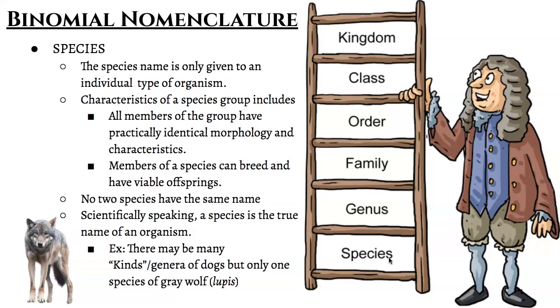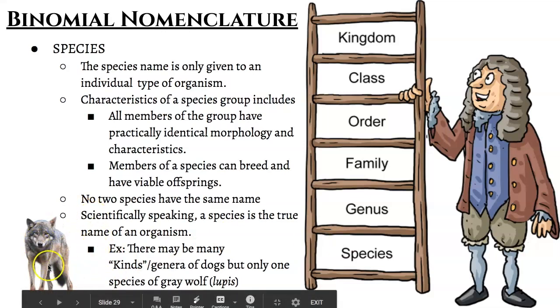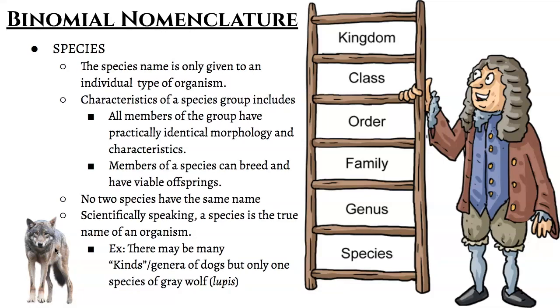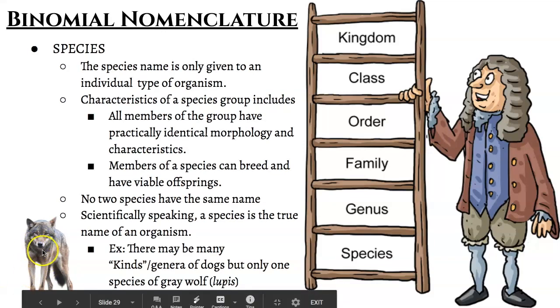In other words, only wolves are going to be considered the species Lupus, specifically the gray wolf. There are several different subspecies or just species of wolves, but when we say Canis lupus, if you're talking to a biologist, they're most likely automatically going to know, oh, he's talking about the gray wolf.